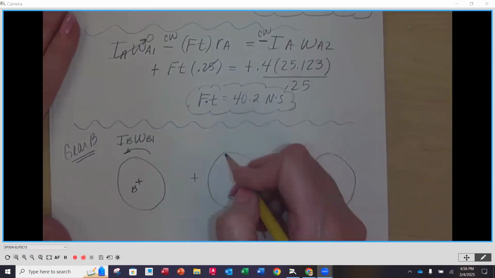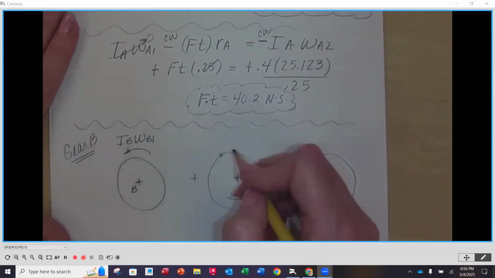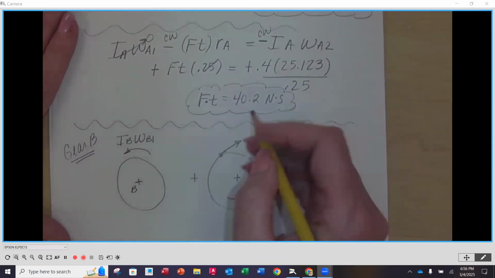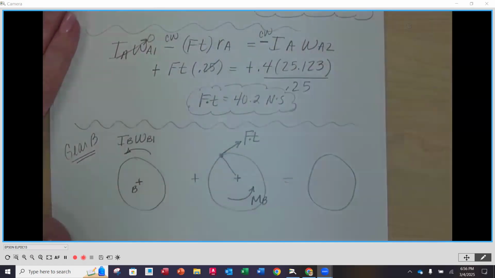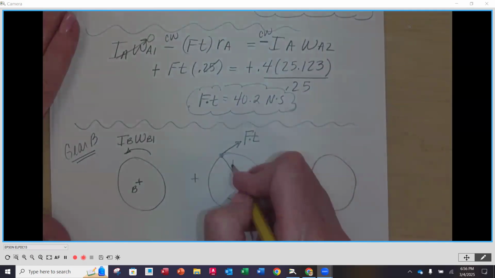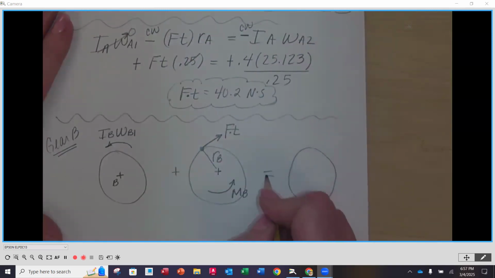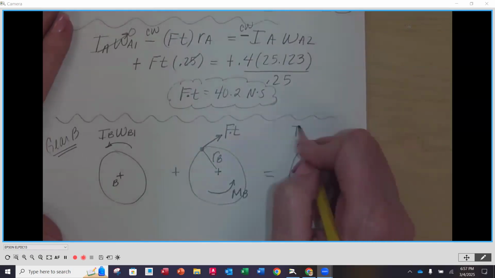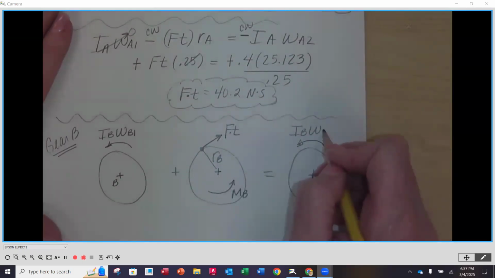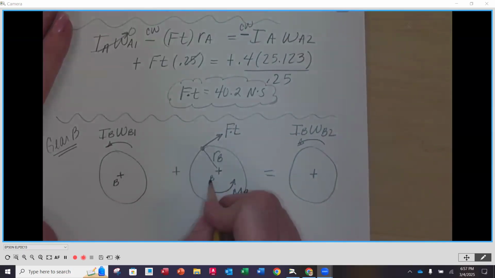On the impact, or on the impulse, though, we have that force that is engaged with A, and it is going to be the F times the time here and the radius distance away. Okay, so this is going to be radius B. And then equal to the after, or again, we know that IB times the angular velocity B2. Okay. So B.